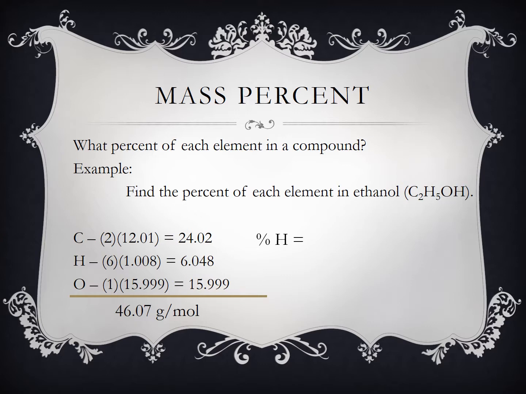So for hydrogen, same thing. Total amount of hydrogen is 6 grams over the total mass, 46, times 100, and you get 13.13 percent. And then oxygen, same thing. You take the amount of oxygen, this is about 16 grams over the total, times 100, and you get 34% oxygen. So when you add those 3 numbers up, you should always get 100%.